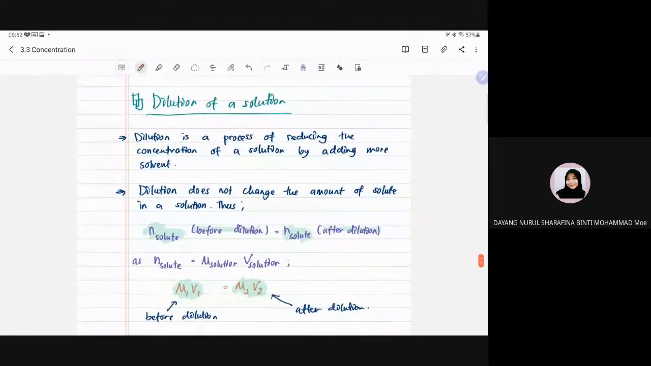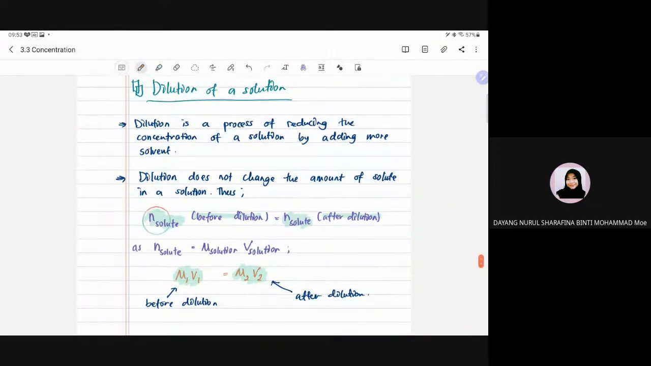Dilution. Okay, so dilution ini adalah proses of reducing the concentration of a solution by adding more solvent. So apa yang kita buat dalam proses dilution ataupun pencairan, kita tambah solvent banyak-banyak. Okay, tapi kita tak ubah solute. Kita tambah solvent saja. Jadi, number of mole of solute sebelum kita cairkan akan sama dengan number of mole of solute selepas kita cairkan. Sebab kita cuma tambah solvent saja. Pelarut je kita tambah. Bahan yang dilarutkan, kita tak ubah. Kita tak kacau langsung. Okay?